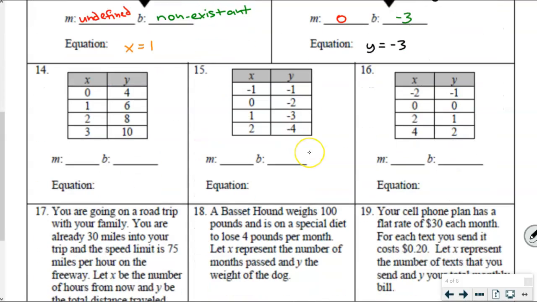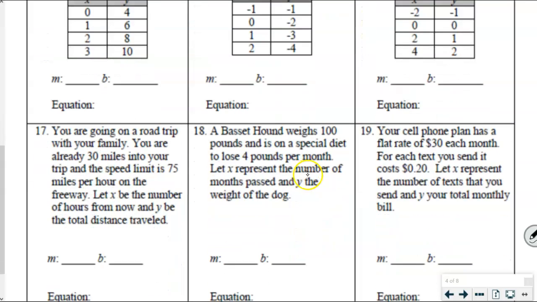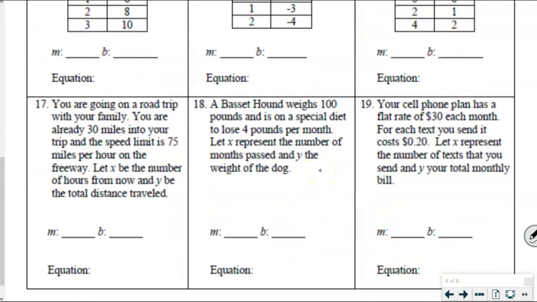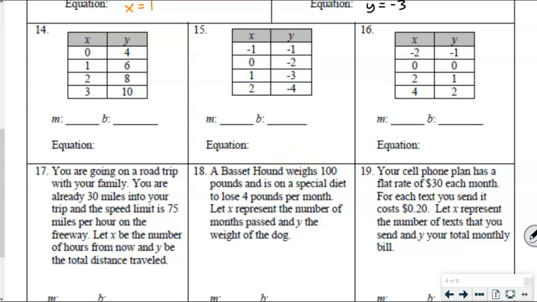And now we're going to put this all to practice. We've got some tables and we've got some stories. And that is as far as we're going to make it in this lesson. Let's see what we can do. Number 14. Let's start with the y-intercept here on the tables. Can you find the y-intercept? Where is it? Yes, it's when the x value is 0, the y value is 4.